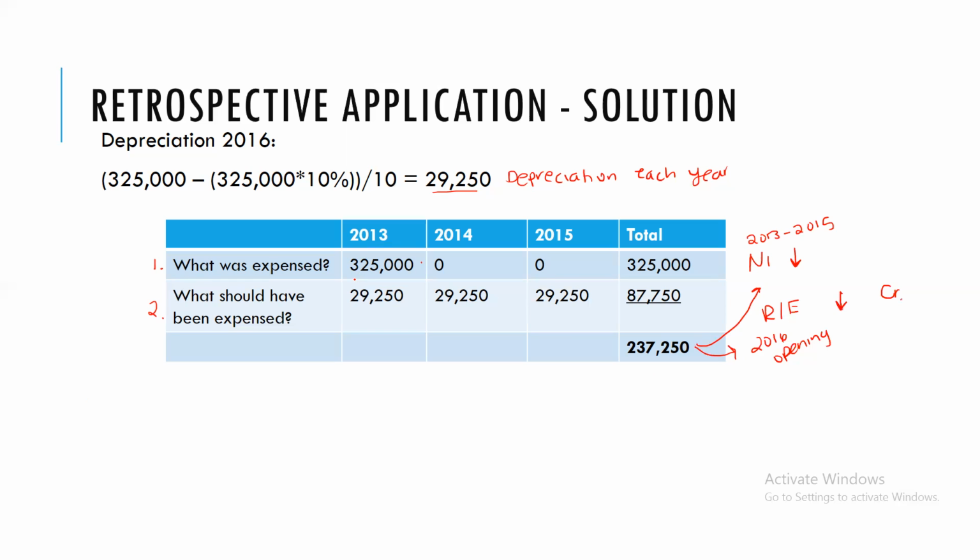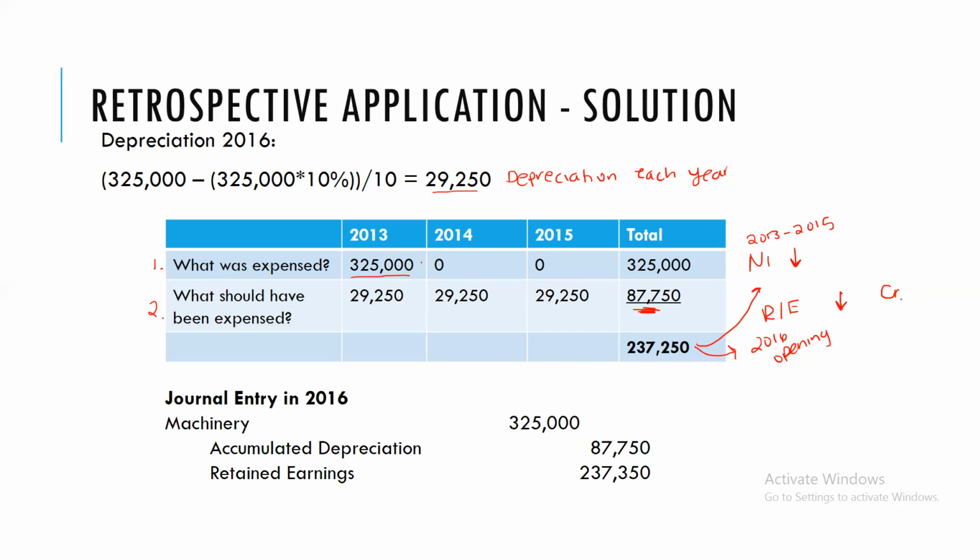And we don't have this 325 in our assets, right? This was fully expensed, so we don't actually even have an asset of 325. So we have to put in an asset of 325, and that asset of 325 should have an accumulated depreciation of 87,750. So this is a journal entry we have to do in 2016 in order to fix this error. So we have to bring machinery into our asset account. We have to show accumulated depreciation thus far, and we have to fix our retained earnings. So retained earnings of 237,250 needs to be credited because retained earnings is too low.